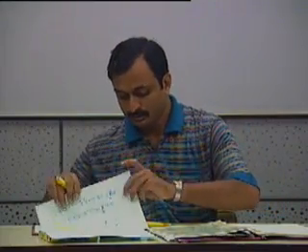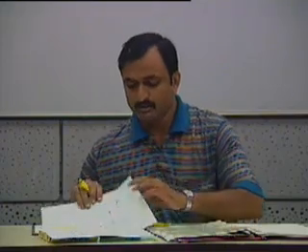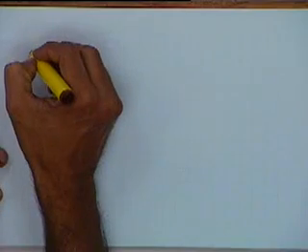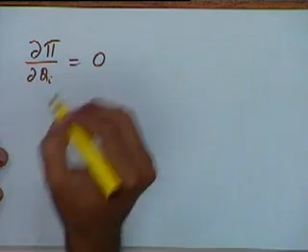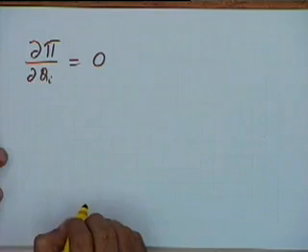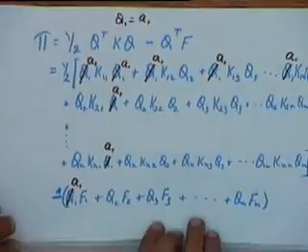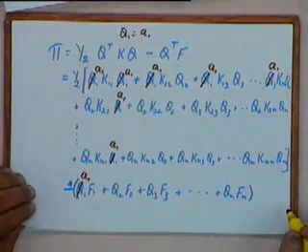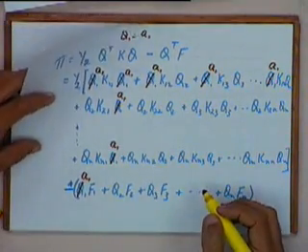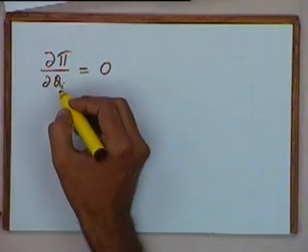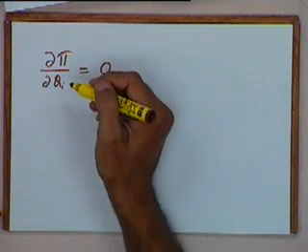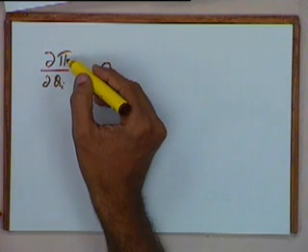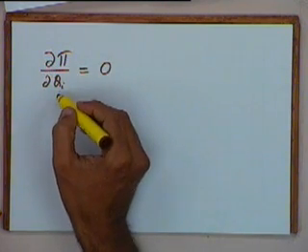Now we will make use of the fact that we mentioned earlier: if we have a potential energy expression, in equilibrium, del pi by del qi will be equal to 0. Qi are the different parameters that we have. In fact, when we stated the Rayleigh-Ritz method, we mentioned that the partial derivative of the potential energy with respect to each of the parameters should be equal to 0.